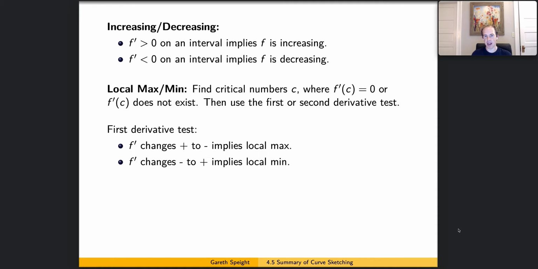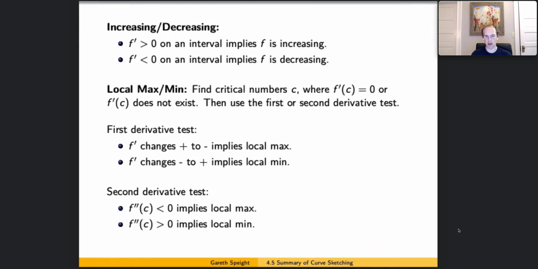If f prime changes from negative to positive, that means f changes from decreasing to increasing, so there is a local min. Next, you don't have to use both tests; you can use either the first or second derivative test. If you have the second derivative handy, you can look at its sign at the critical number. If the second derivative at c is less than 0, then there is a local max. If the second derivative at c is bigger than 0, then there is a local min.